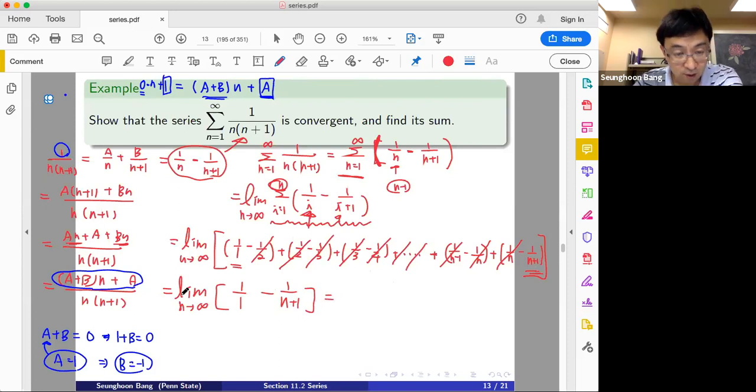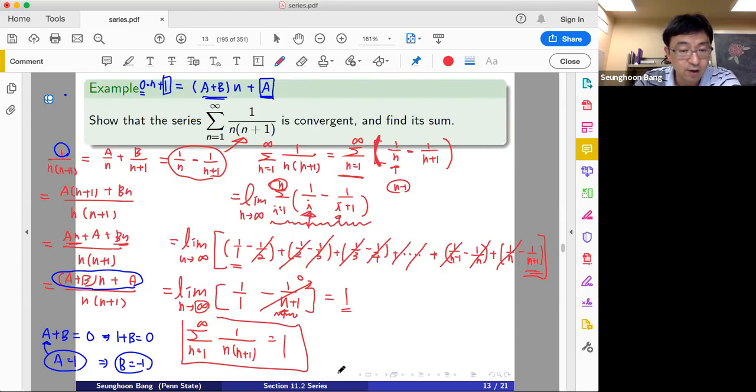The limit of the constant 1 is just 1. You can calculate the second part: you plug infinity into n, and 1 over infinity is just 0. That's it. What's the answer? We have 1. So the series summation of 1 over n times n plus 1 converges, and its sum is just 1. This is the final answer of this question.